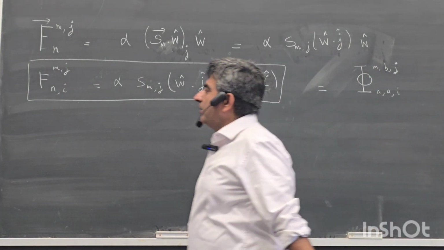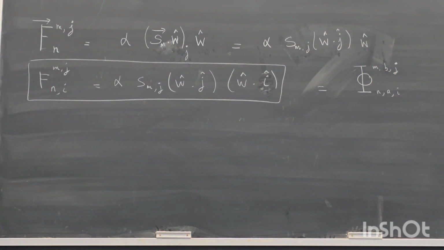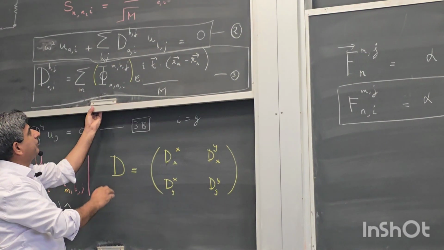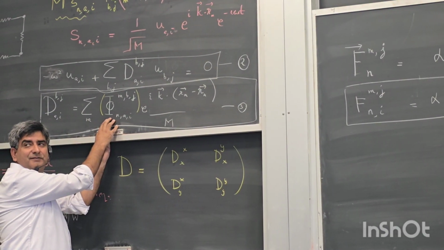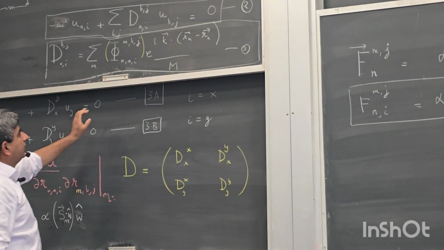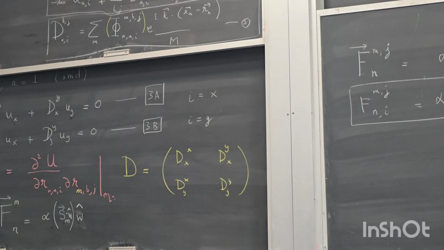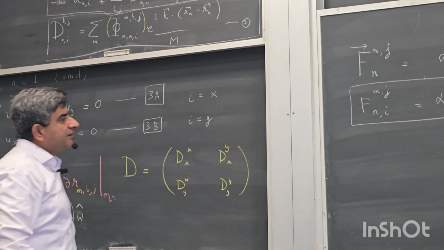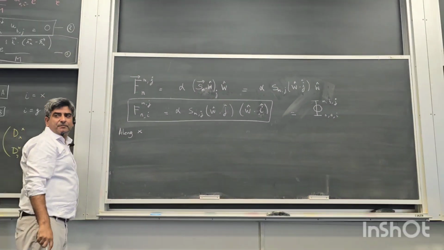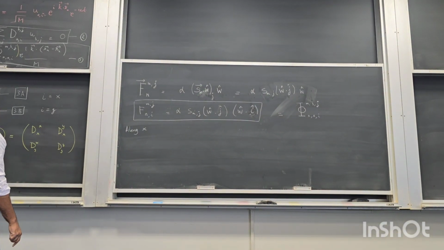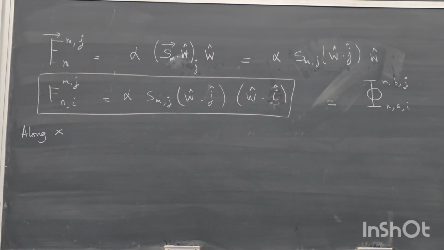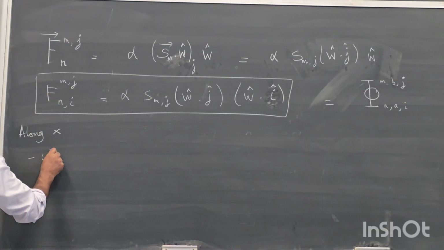Now in our two-dimensional problem, we need to calculate the D's, right? We need the dynamical matrix. For the dynamical matrix, we need to calculate the phi's. So let's now try to find out all the phi's. In fact, we would just like to write down the equation of motion. So let's write down the equation of motion along x for some atom. And we focus our attention on atom number 0. All right. So along x, we have minus omega square Ux.